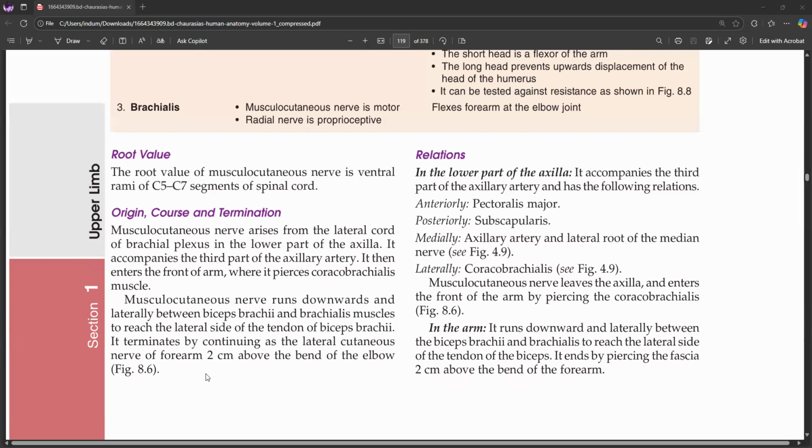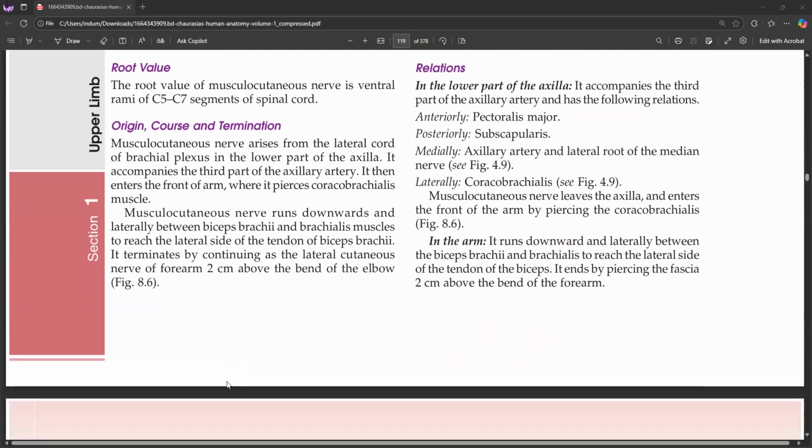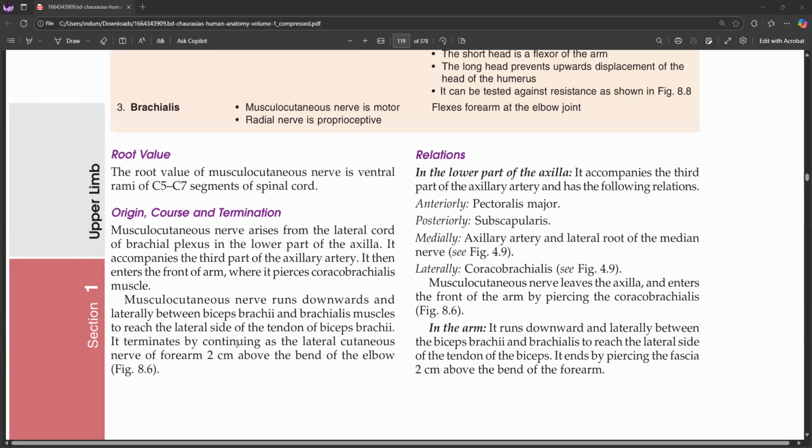The musculocutaneous nerve runs downwards and laterally between the biceps brachii and brachialis muscles to reach the lateral side of the tendon of the biceps brachii. It terminates by continuing as the lateral cutaneous nerve of the forearm 2 cm above the bend of the elbow. Figure 8.6. Relations. In the lower part of the axilla, it accompanies the third part of the axillary artery and has the following relations. Anteriorly, pectoralis major. Posteriorly, subscapularis. Medially, axillary artery and lateral root of the median nerve.